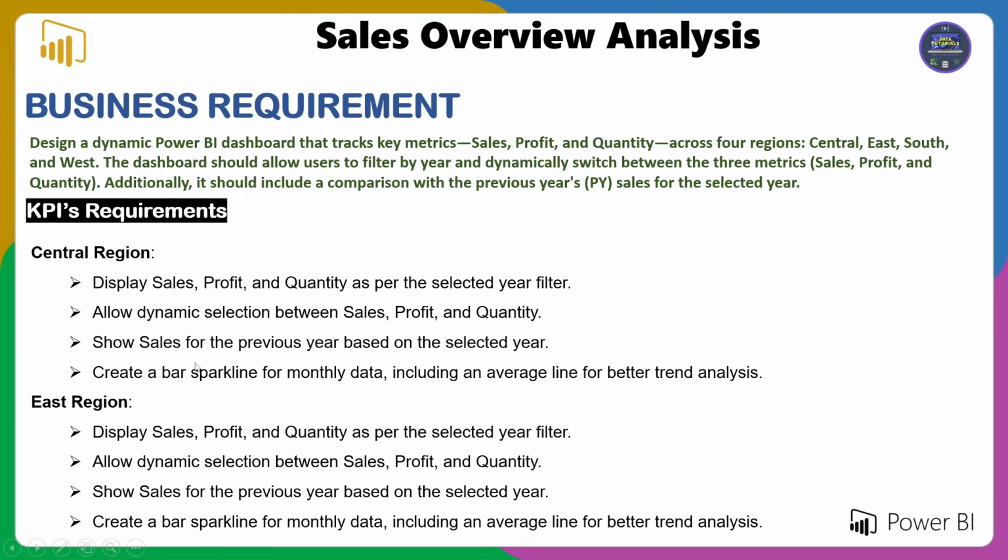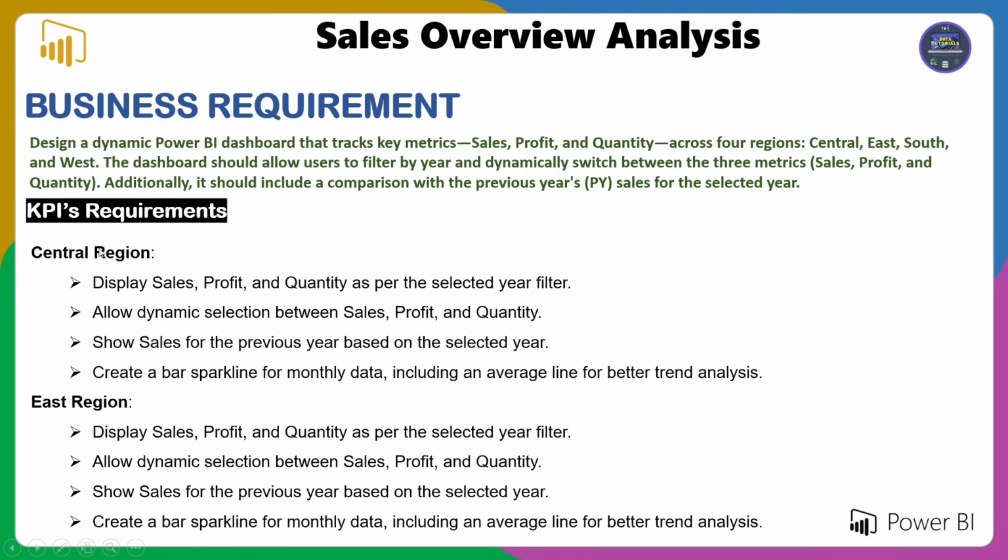And then we have to create a bar spark line. Okay, we have to create a spark line which will give us the monthly data, right? And we have to include an average line also, to see the trend of that particular monthly chart. And why a monthly chart? Because higher management wants to see what the best performing months in that particular region are, so that they can manage the inventory, they can identify the festive seasons and all those things, right?